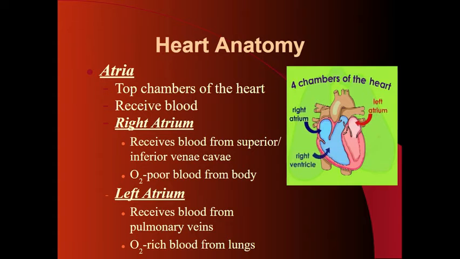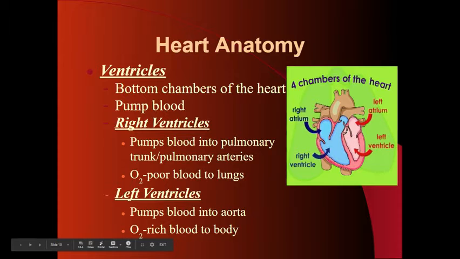There are 4 chambers to the heart. The top chambers are the atria. The atria receive blood from the body. The right atrium receives blood from the superior and inferior vena cava. And that blood that the right atrium receives is oxygen poor blood coming from the body. The left atrium receives blood from the pulmonary veins. So the blood that's coming into the left atrium is oxygen rich blood that is coming from the lungs.